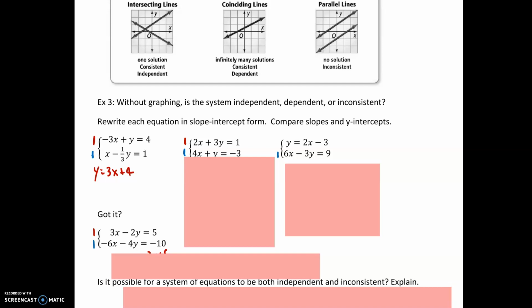We can tell the slope is 3 and the y-intercept is 4. If I try to do the same thing on the next one, I would have to take a couple steps, so subtracting x to start, I get negative 1/3 y equals negative x plus 1. And then if I was to multiply by negative 3, again, we want to isolate for that y value. Multiplying by negative 3, now I get a 3x, and again, notice that first equation, we have our slopes matching.